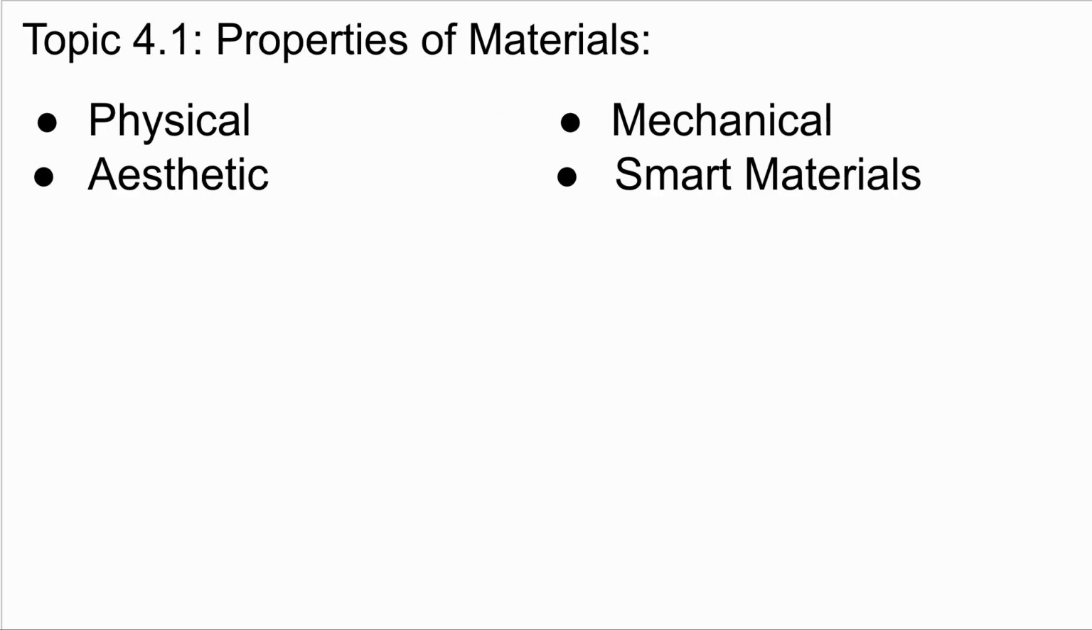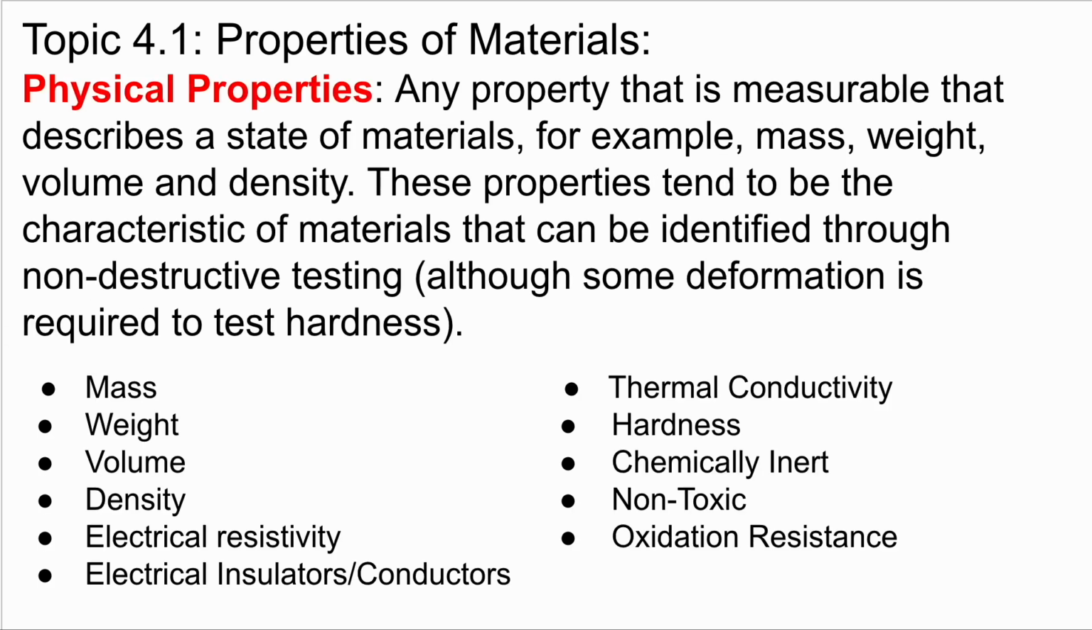We're going to start by looking at different types of properties. So there are physical properties, mechanical properties, aesthetic properties, and smart materials. Those are the four categories that we're going to group our properties of materials into. So let's start with physical properties.